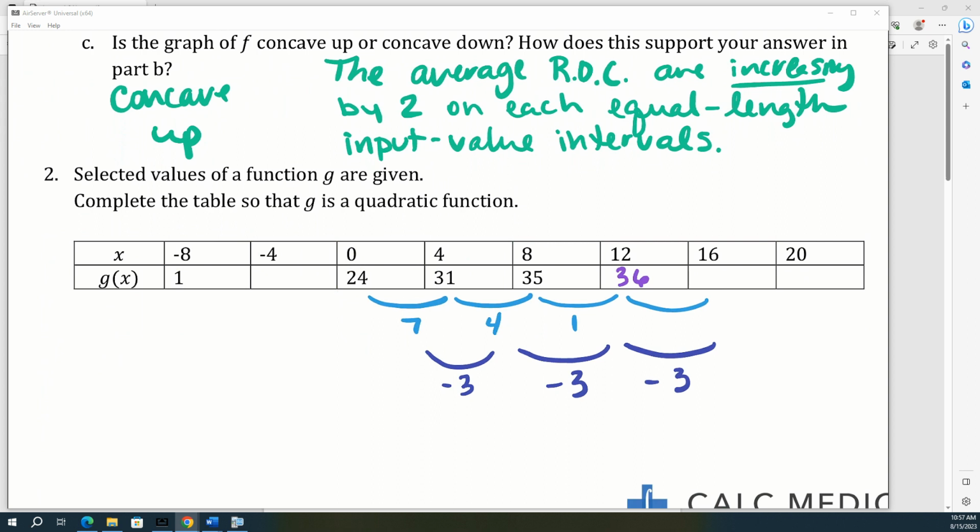All right, so I know this second difference needs to be a -3. So that means this light blue one needs to go down by 3, which means it needs to be a -2. And that means inside the table, the 36 needs to go down by 2, which is a 34. All right, you guys try this last point on the right on your own. See if you can figure out what that needs to be.